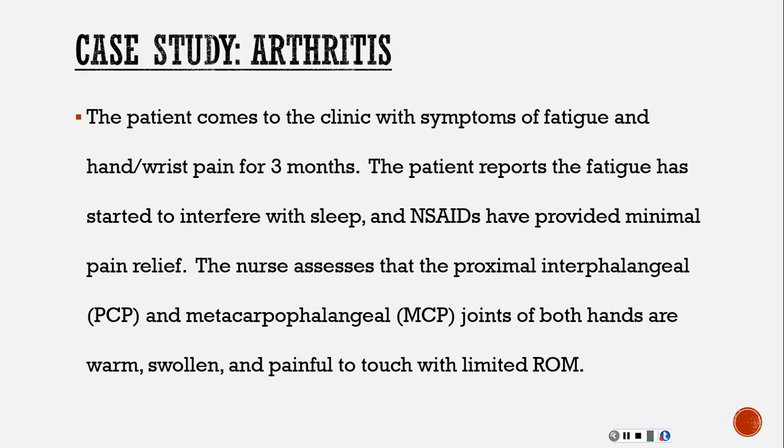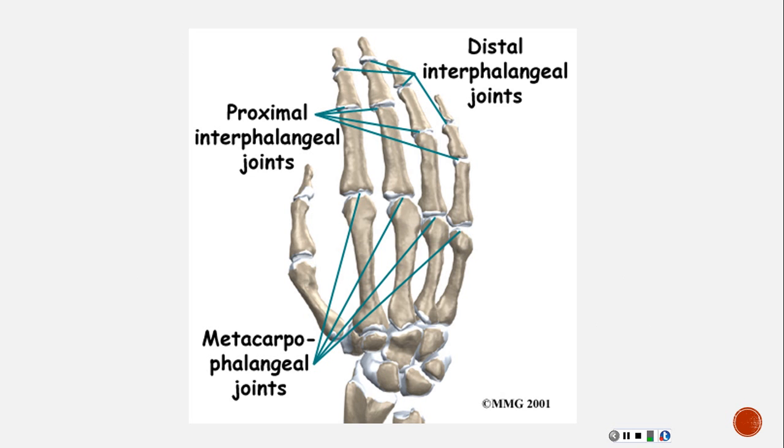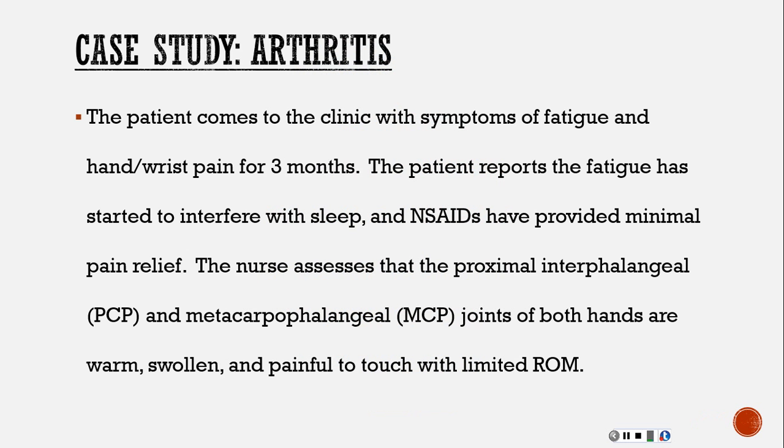Okay? So I know some of you are going to say, well, where are those joints? All right, well, here they are. Okay? This is the metacarpophalangeal, and then here's the proximal interphalangeal joints. Okay, so these are the ones that are swollen. You've got the ones here, and then you've also got the middle ones here. Those are bilaterally swollen. All right, so there you go. My first question: what type of arthritis do we have?